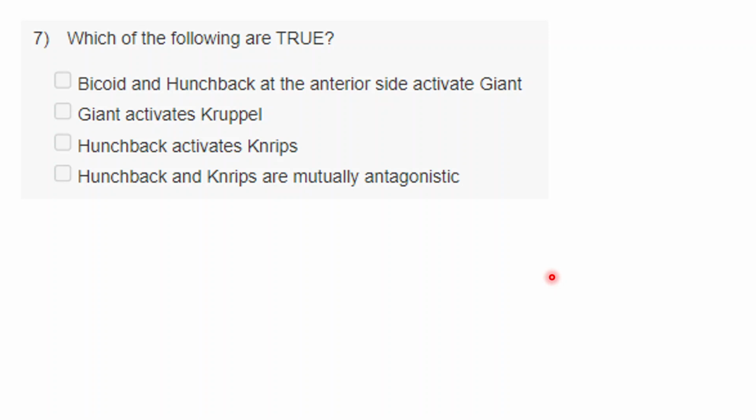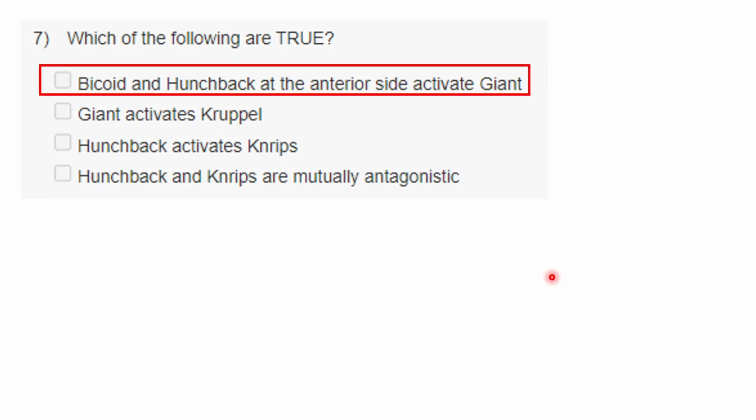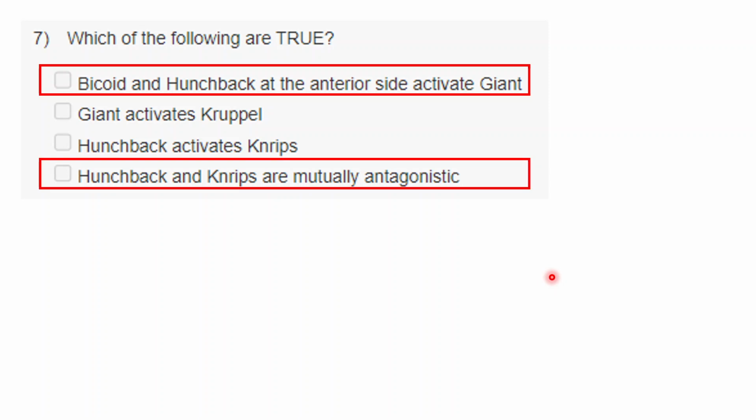Okay, I see you have mentioned option 2, giant activates cripple. Yes, okay. Let us see. I'll reveal the correct answers to this question. Statement 1 is true. Bicoid and hunchback at the anterior side activate giant. And statement 4 is the correct answer. Hunchback and knirps are mutually antagonistic. So these will be the correct answers.